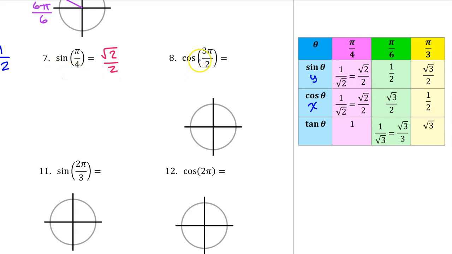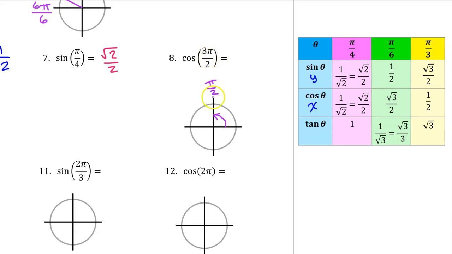Number 8, the cosine of 3 pi over 2. Notice that pi over 2 is not on this chart. That's because pi over 2 is right on the y-axis. Pi over 2 is the angle formerly known as 90 degrees. So pi over 2 is right here.